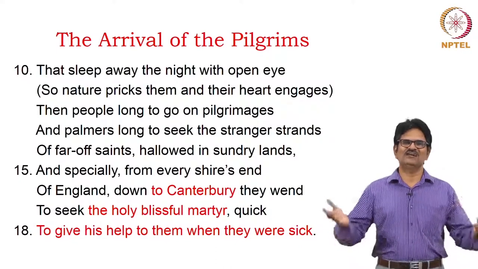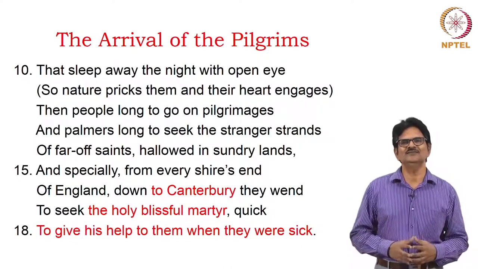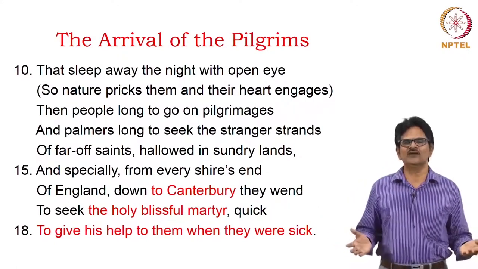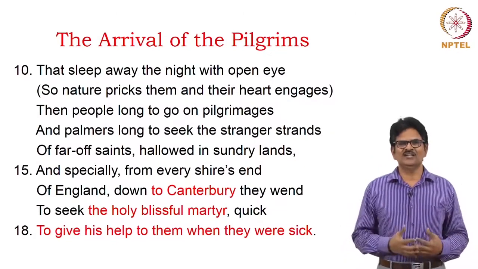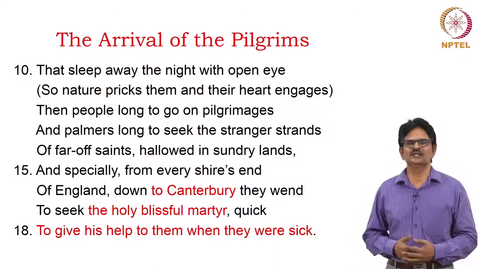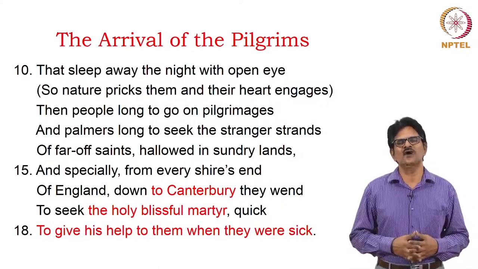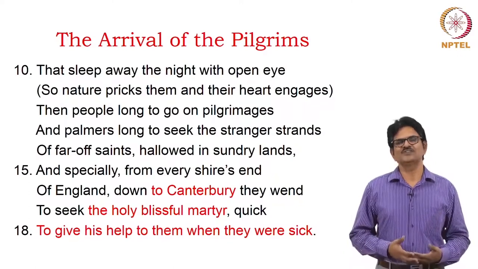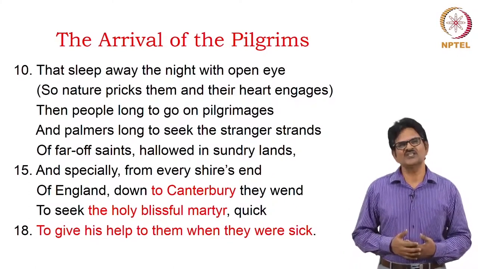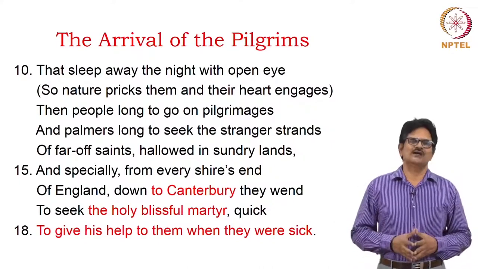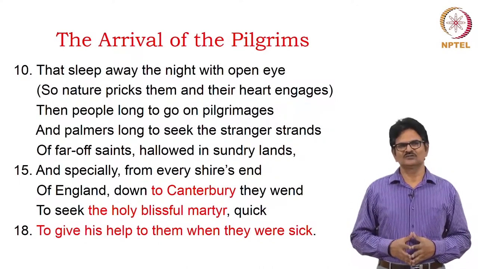These are the pilgrims. They have arrived at the Tabard Inn in the spring season when everything is fine, when there is a renewal of life. The pilgrims themselves want to have a renewed life by visiting Canterbury, by seeking the blessing of Thomas Becket, to show their gratitude to this martyr, the blissful martyr. So that is the beginning of this prologue.